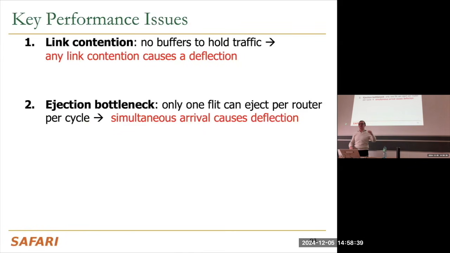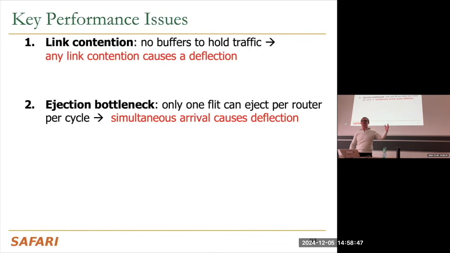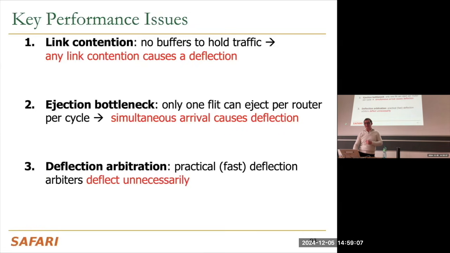But it was a choice that was taken explicitly to say, okay, there's some space here that is not examined in research. So we're going to walk back closer to buffered. We're going to talk about the ejection bottleneck, which happens because you can eject only one flit per router per cycle. If you have simultaneous arrival of multiple flits at a destination, it causes deflection. And we're going to talk about deflection arbitration. If you design a very fast arbiter, like we've discussed in the CHIPPER work, it deflects things unnecessarily.